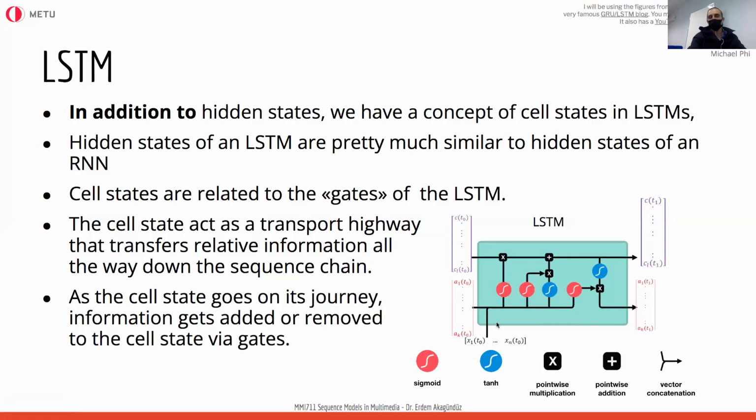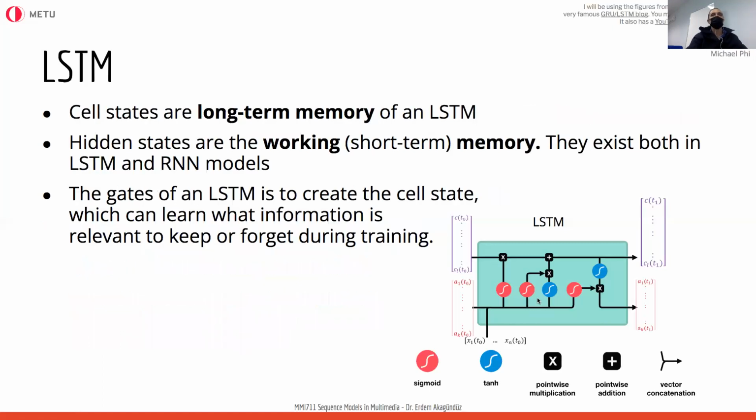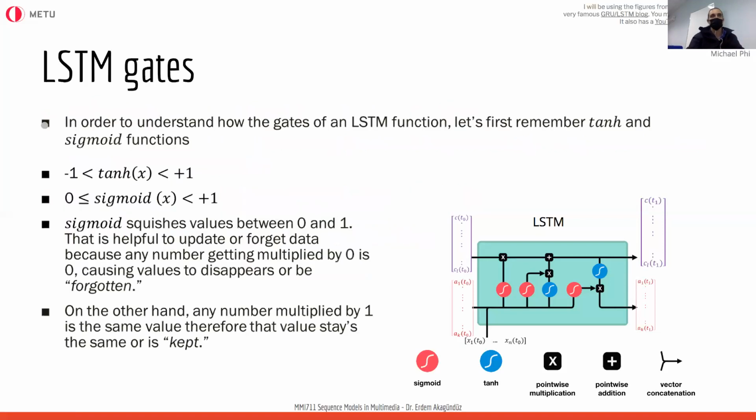So what kind of an information flow do we have here? I'm going to get there. Okay, cell states are the long-term memory. Hidden states are working or short-term memory. Both can be used interchangeably. So hidden states exist both in LSTMs and RNNs. But cell states are something that we have in the long short-term memory LSTMs. The gates of an LSTM are designed to create that cell state, so that the cell state could learn the long-term dependencies and things that I've already been talking about.